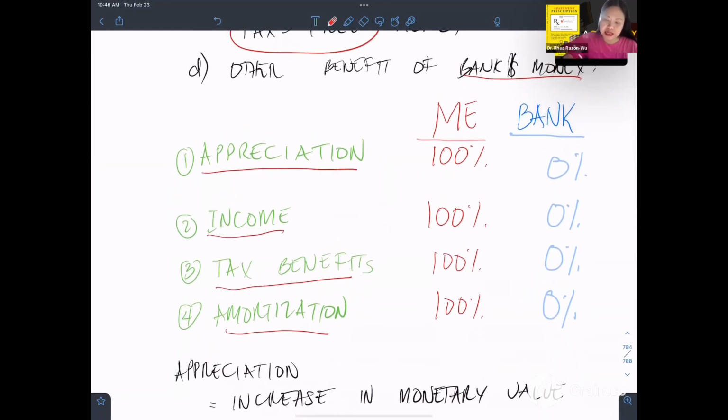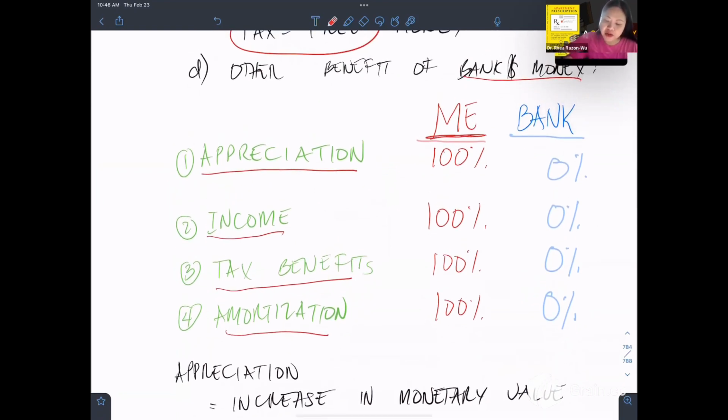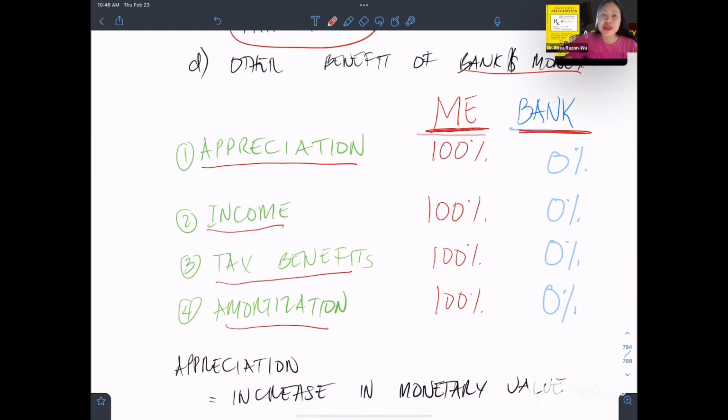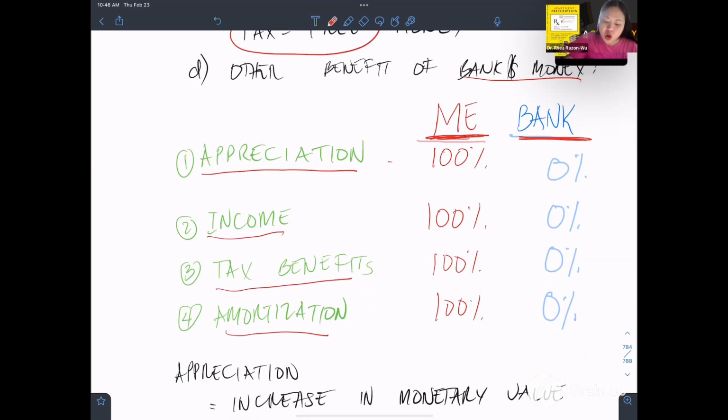Now, let's look at this. This is me, or Robert, or it could be you. This is the bank. When there is an appreciation, all the appreciation, 100% of the appreciation of the property goes to you. The bank gets nothing, zero. The income from your apartments, from your deals, all of the income goes to me. The bank gets nothing of it, zero.